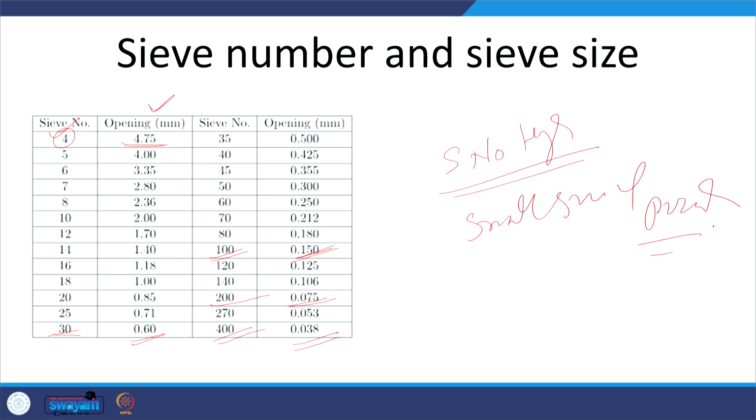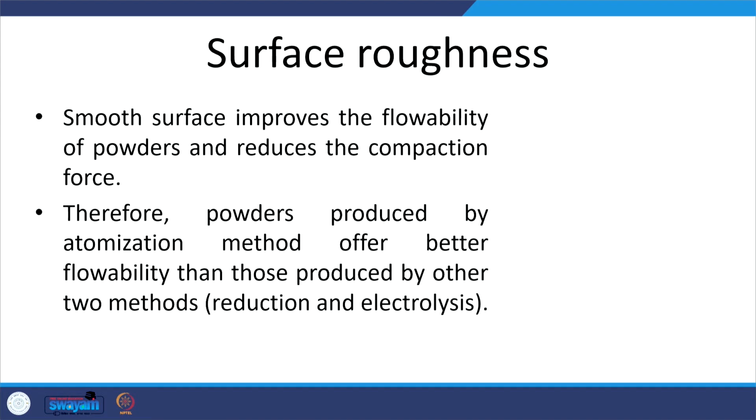So what we do, the grading of the powder is done using sieves of different sizes. We have powders of different sizes, then these are mixed in suitable proportions in order to reduce the interparticle gap and increase the apparent density.